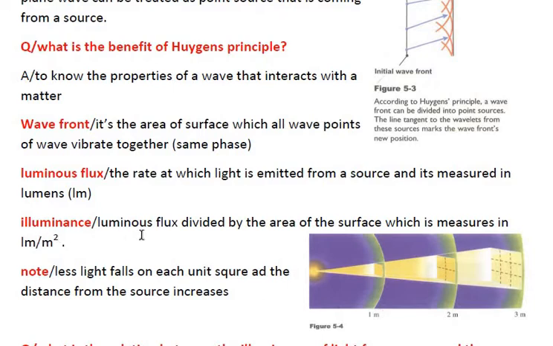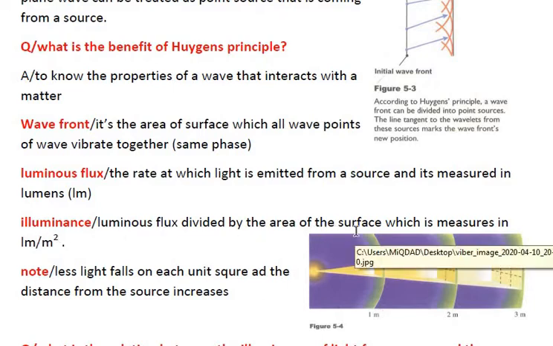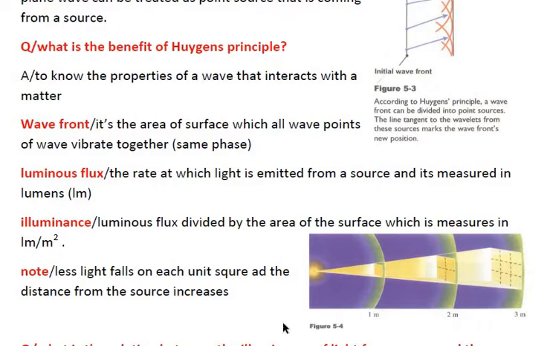However, illuminance is luminous flux divided by the area of a surface, which is measured in lumen per meter squared. So illuminance is luminous flux in a specific area. For example, here you can see we have a large square. This is the luminous flux, but every small square inside that large square is called illuminance, because it's measured in lumen per meter squared. So for a small specific area, we can say this is the illuminance, which again tells us how bright or dim the light is.